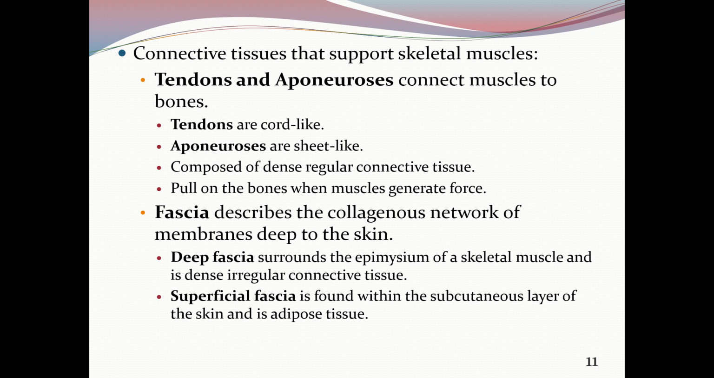There's fascia that describes the collagenous network of membranes deep to the skin. Deep fascia surrounds the epimysium of a skeletal muscle. It is dense irregular connective tissue. Superficial fascia is found within the subcutaneous layer of the skin and is adipose tissue. So far, between the tendons, aponeuroses, epimysium, perimysium, and deep fascia, this is all collagen.